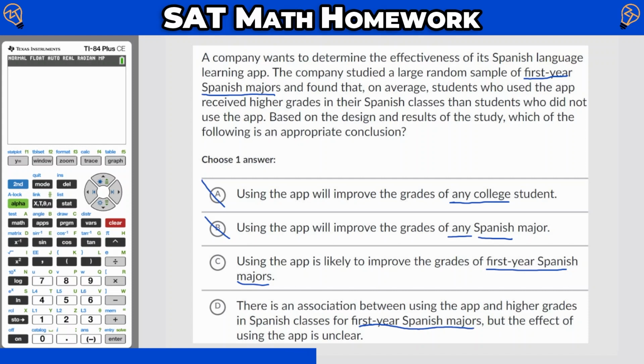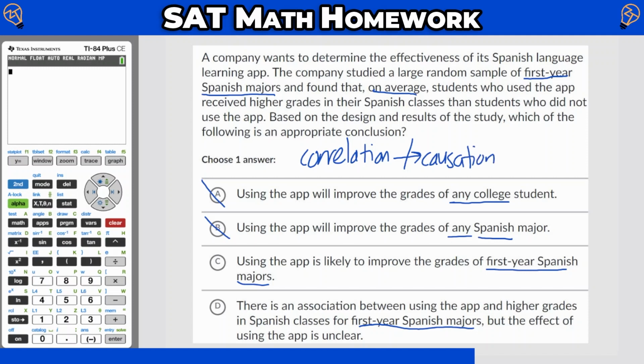Okay, let's continue. So they found on average, students who use the app received higher grades in their Spanish class than students who did not. So what kind of conclusion can we make? Well, a key other component that we're going to look at, obviously it was getting very clear on the exact demographic, but the other thing is this concept that correlation does not mean causation. Get really used to that phrase.